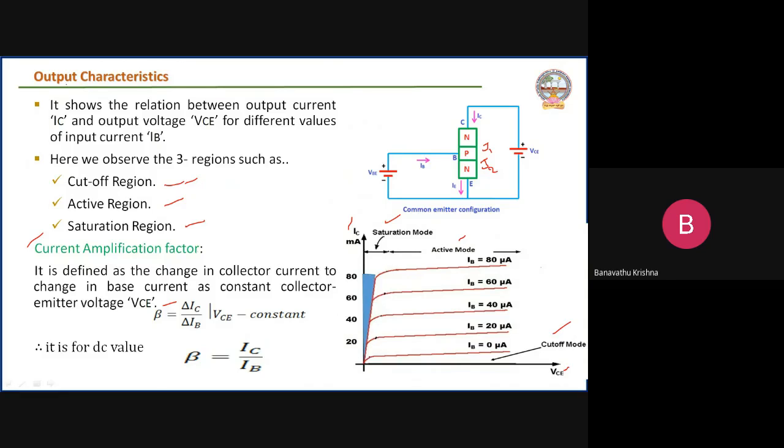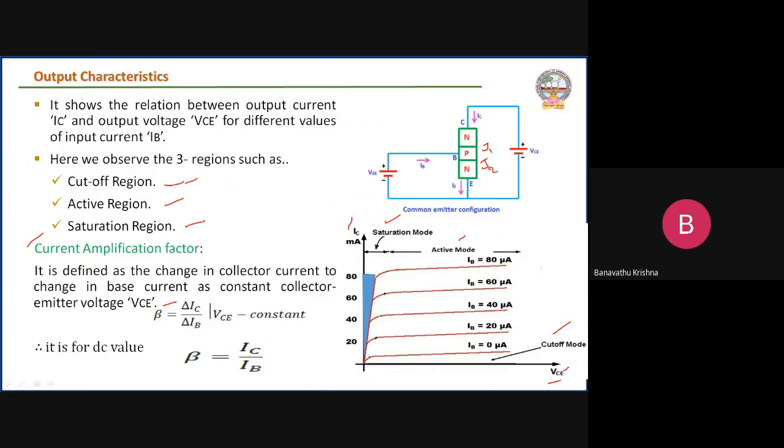As I told you in the previous slide for the common base configuration, with the base current maintained constant, the current IC increases as the reverse bias voltage VCE increases.